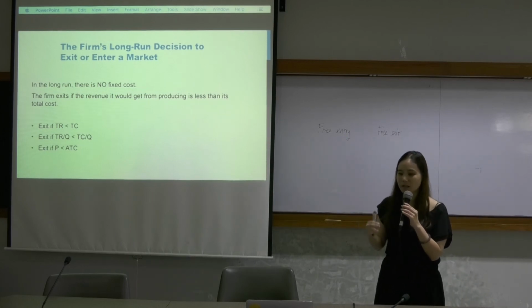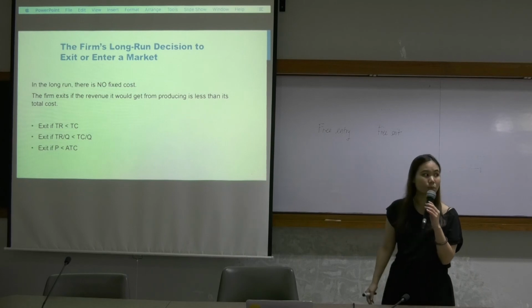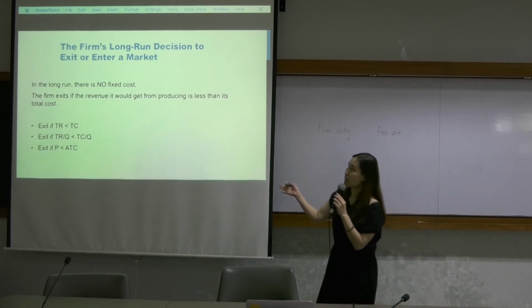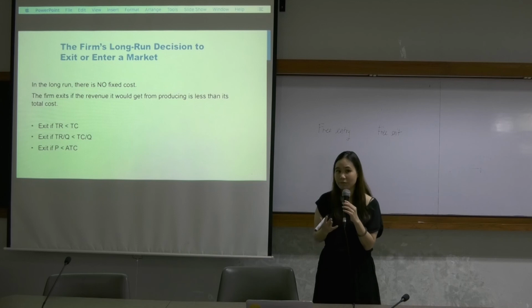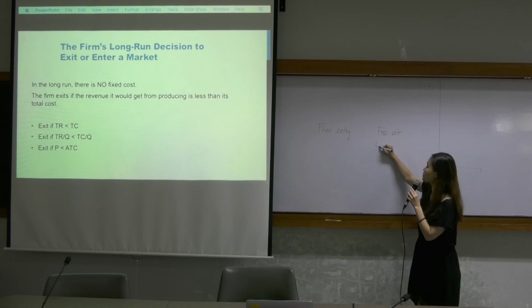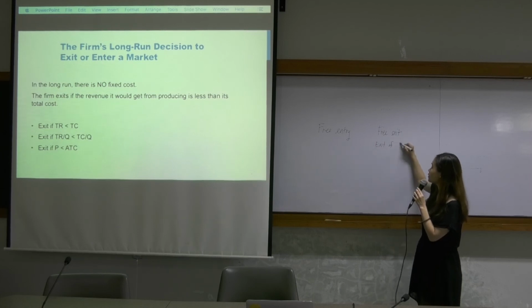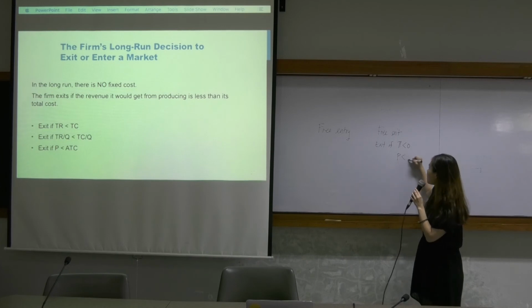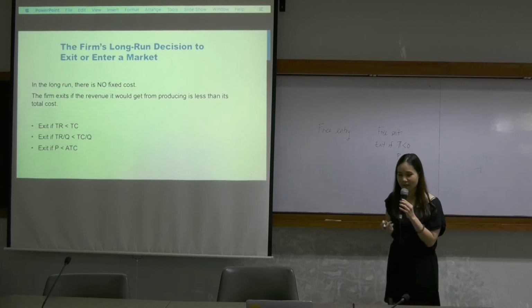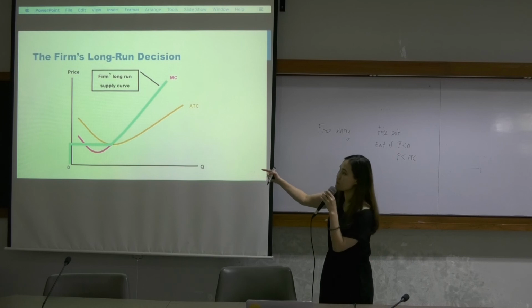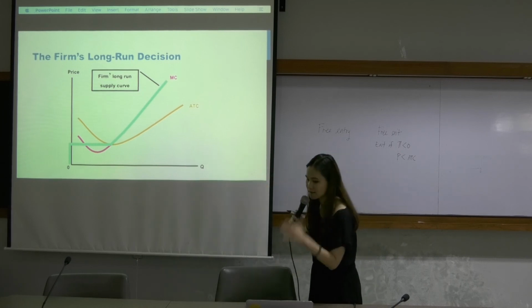However, in the long run, it's a period of time that is long enough for you to gather all the inputs that you want, right? So in this PowerPoint, it explains when firms should exit the market, right? And the condition is quite simple. You want to exit if your profit is less than zero, or basically whenever the market price drops below the ATC. Okay. So as you see, in the long run, if you make negative profit, you don't produce, you exit.